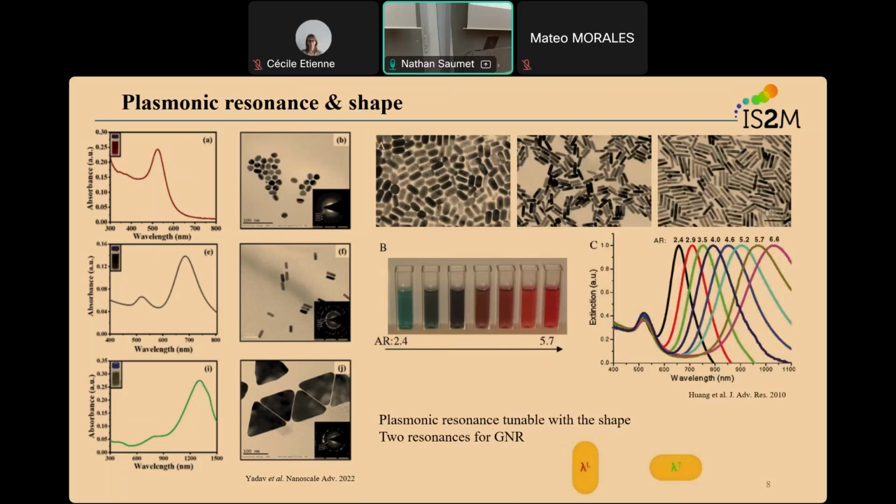So if we increase the aspect ratio, so the length of the rods, we will observe a different behavior in terms of plasmonic resonance. For small rods, the suspension here appears blue, so it absorbs here in the red. And then for longer rods, the plasmonic resonance will shift to the infrared, and the solution starts to be red. So with this, we can address all the spectra of plasmonic resonance.